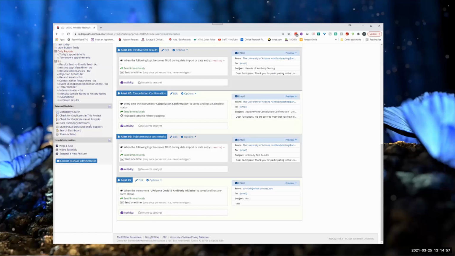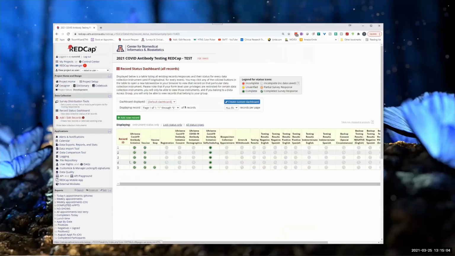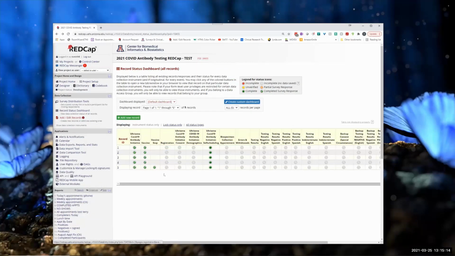Although nothing went out, but I don't even know what we have in here for data. Yeah, we only have 5. We probably don't even have any, we haven't even set up any emails. So that's why, but that's the way to do it.